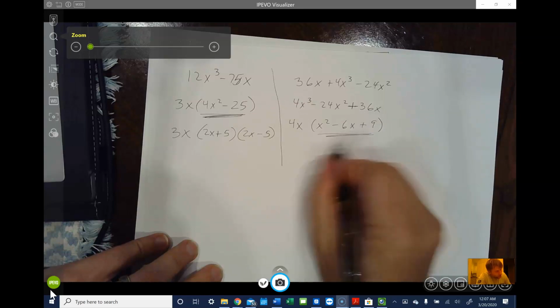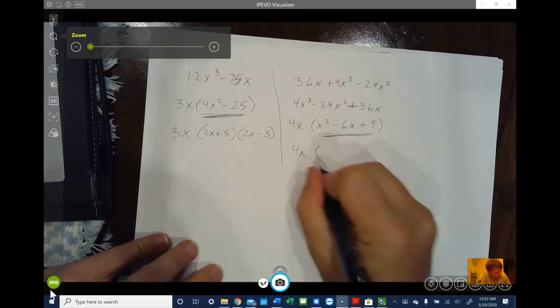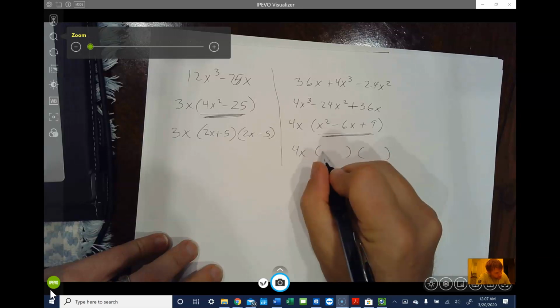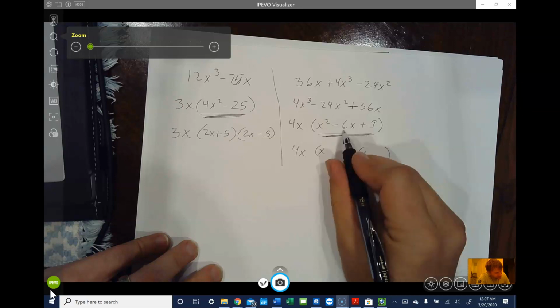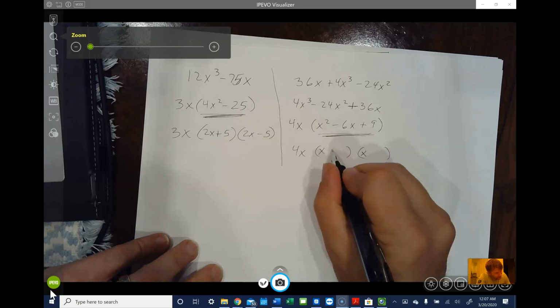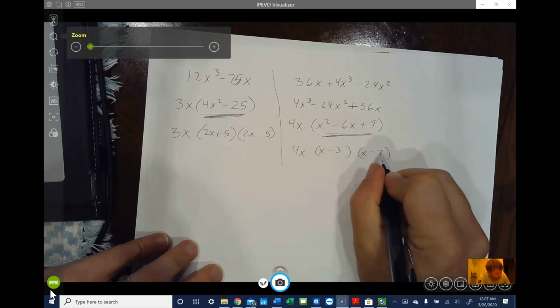Now will this factor more? The 4x comes down. The x squared, I put an x and an x. What multiplies to get 9 and adds to get negative 6? That would be a negative 3 and a negative 3. And I'm done with that.